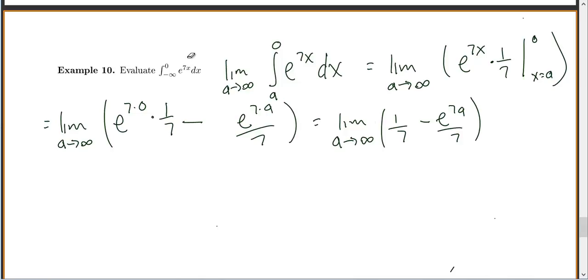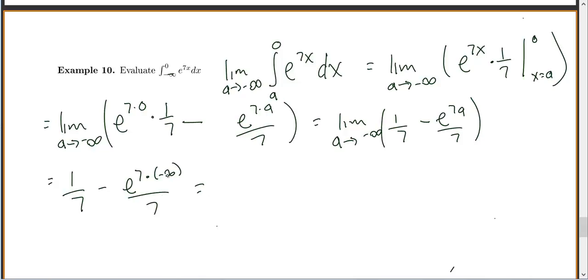Okay, come all the way back. This was a negative infinity. Let's fix that. I just got in the habit of writing infinity. So this is a negative infinity. So negative infinity, negative infinity, negative infinity. So we're going to have 1 over 7 minus e to the 7 times negative infinity over 7.